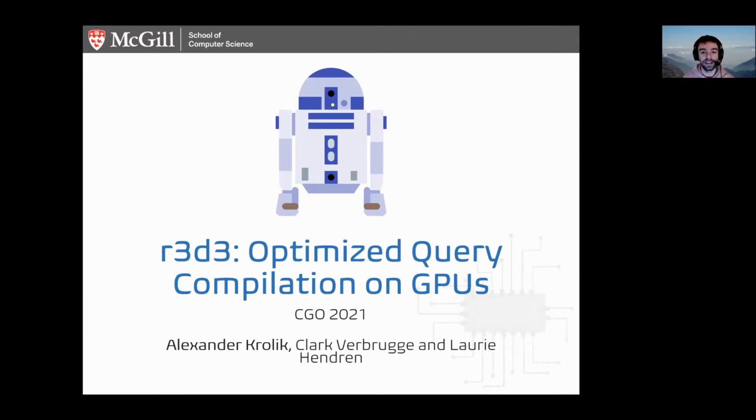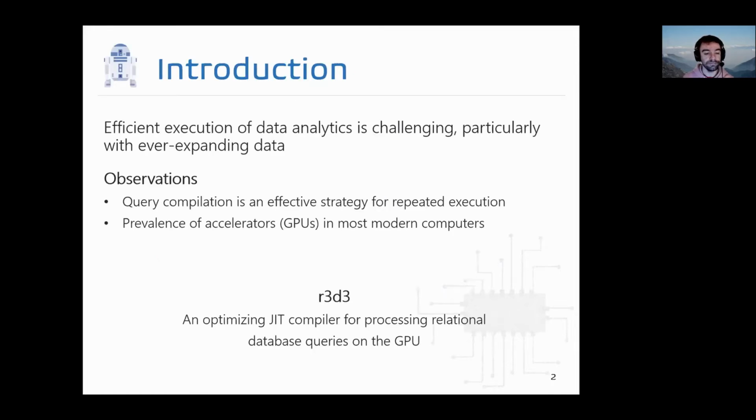My name is Krolik, and I'm a PhD student at McGill University, supervised by Professor Clark Verbrugge and Professor Laurie Hendren. Efficient execution of data analytics is challenging, particularly with ever-expanding data. Data gets larger and larger by the day, but we still want our results quickly.